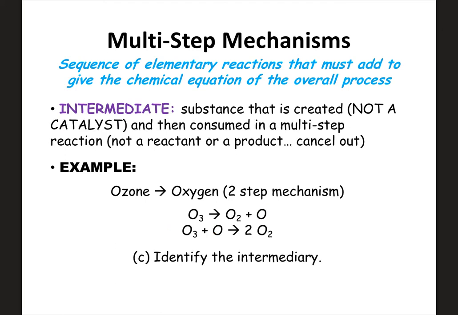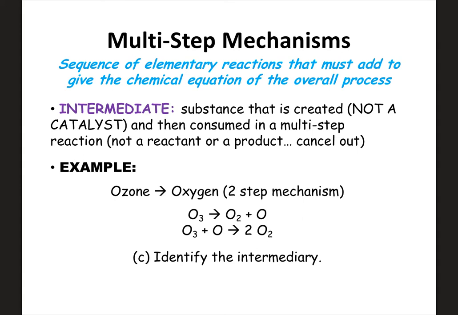The last part of this question wants us to identify the intermediate. Remember, the definition of an intermediate is a substance that is created, then consumed in this multi-step reaction. It's not a reactant or a product. It cancels out. Be careful, it's also not a catalyst, all right? A catalyst would be there in the beginning, there in the end, and it would cancel out as well. But the difference is that an intermediate is not there in the beginning, it forms, and then it is used up and cancels out. A catalyst would be there in the beginning, there in the end, just to make the overall reaction go faster, and then cancel out.